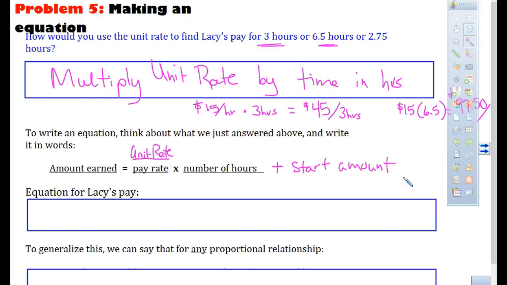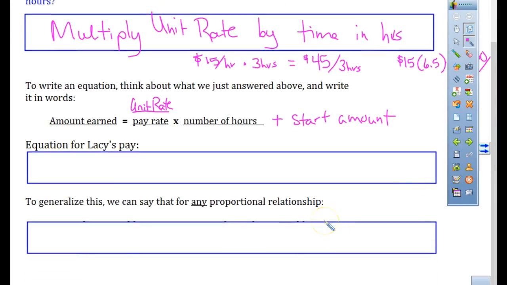$0. So sometimes this is 0, but other times when we get into this unit, you're going to notice that that happens to be a different number. Like they're going to say, you have to pay so much up front, kind of like when we did those plumber problems and we said you had to pay so much for them to just come to your house. So it says, well, what is our equation then for Lacey's pay?